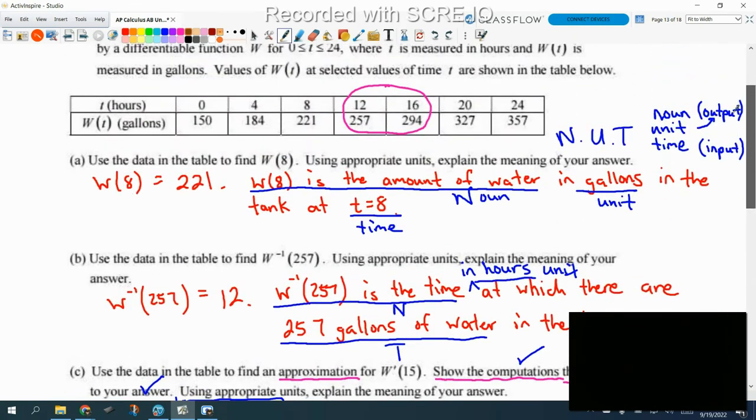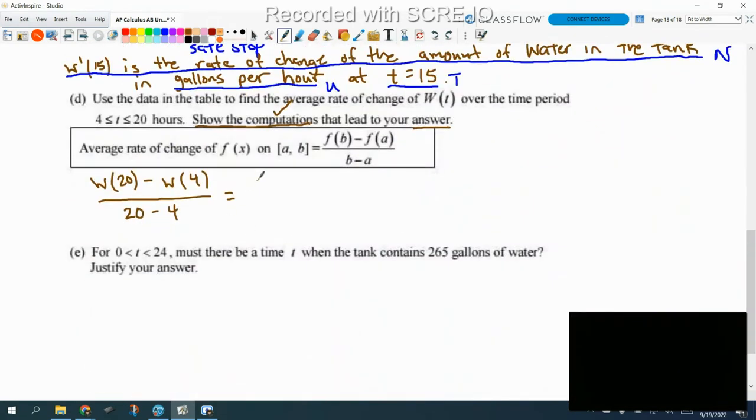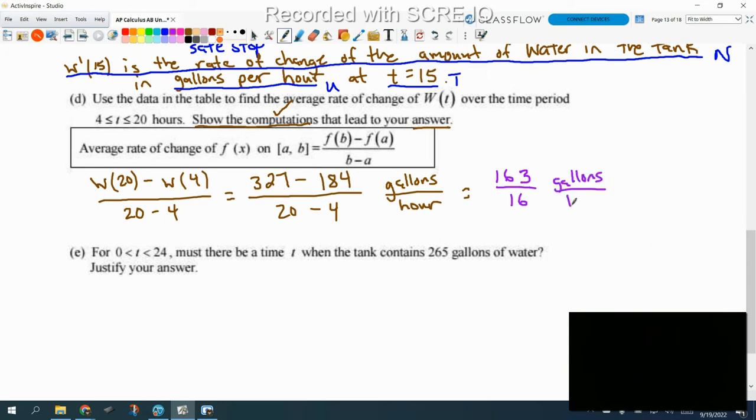So once we grab those values from up here, 327 and 184, 327, I wrote that wrong, 327 minus 184 all over 20 minus 4. This right here, with our units attached, gallons per hour, is our safe stopping place. Okay, for our notes, we're going to continue and simplify because that's how a multiple choice would be. Let's see, 7 minus 4 is 3. 32 minus 18 is 16. 20 minus 4 is 16. And I think that's as far as we can go with that. Gallons per hour.